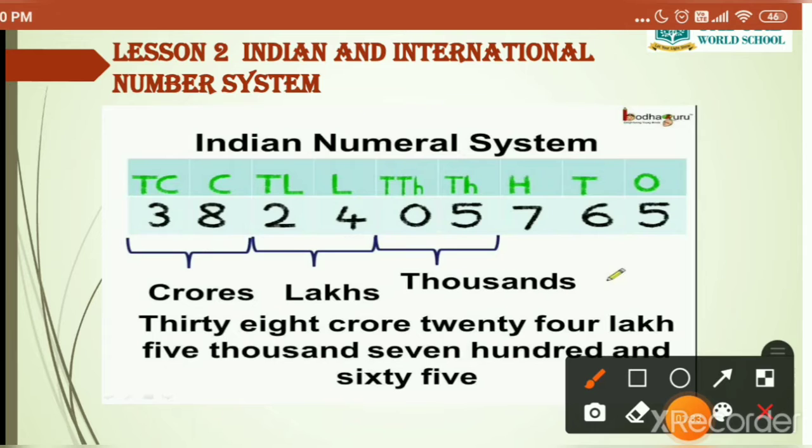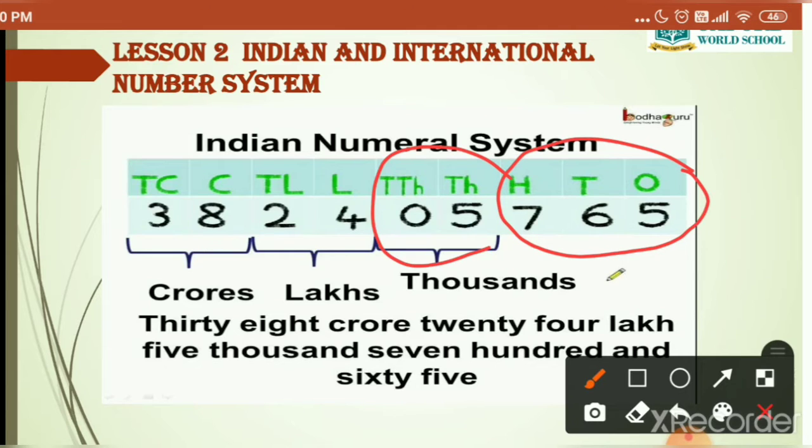As you can see on your screen, we have the Indian numeral system. Now in this system we have 4 periods. First, the period of ones. Second, the period of thousands, then lakhs and then crores. So in the Indian number system we have 4 periods.